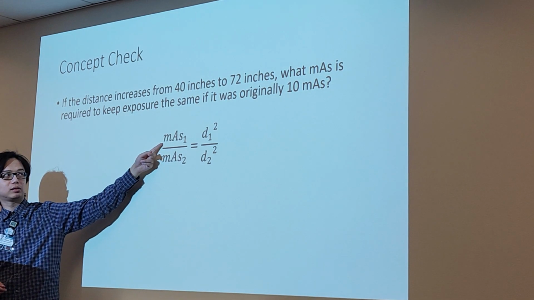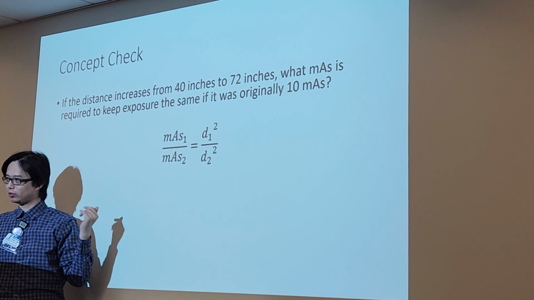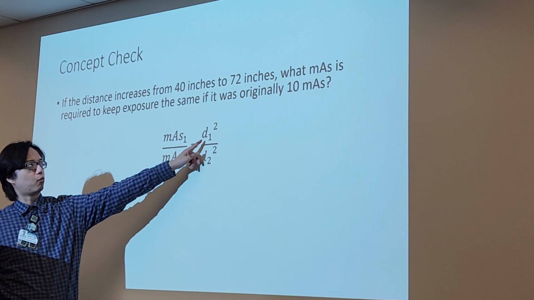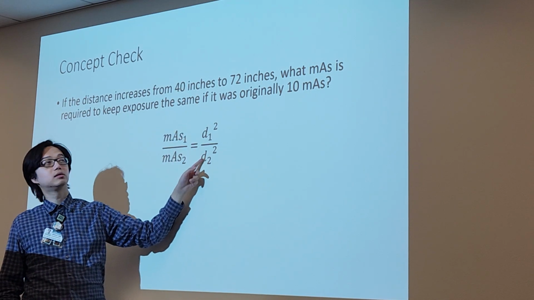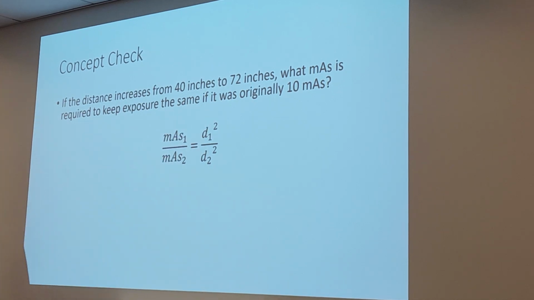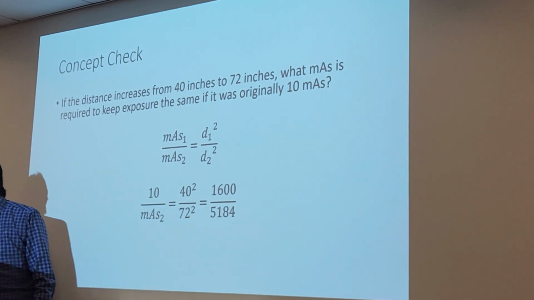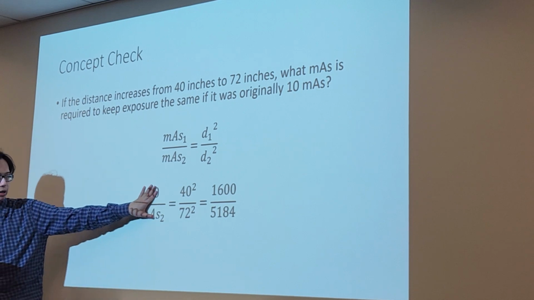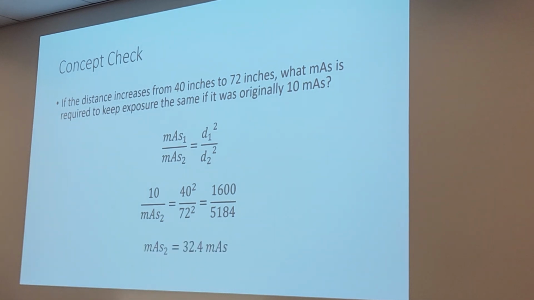What is mass 1? 10. What is mass 2? X. Don't know yet. That's our x. Very good. What's our original distance? 40. And what's our second distance? 72. Good. Once again, we put these into our equation. Notice these are now flipped, because this is direct square law now. And so once again, we do our cross multiplication. And this time, we end up with 32.4 mass.